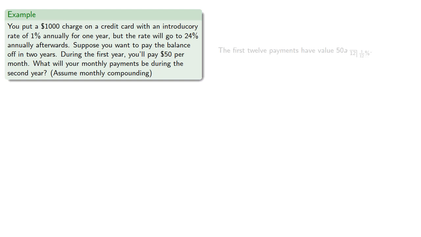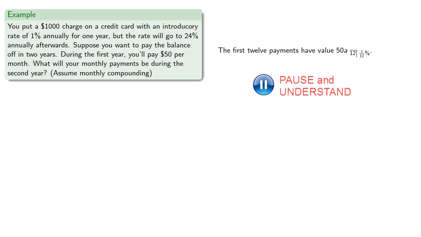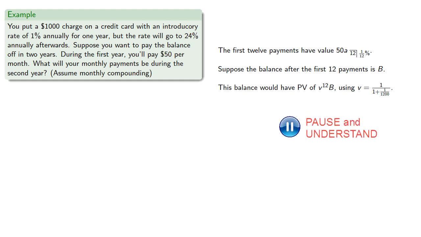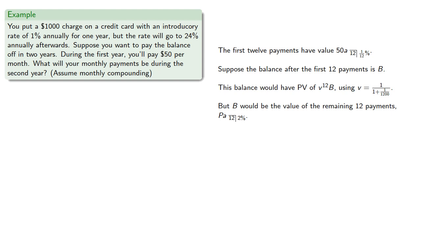So the first 12 payments will have value of 50 a angle 12 at 1/12%. Suppose the balance after the first 12 payments is B. This balance would have a present value of v to the 12th B, using our usual v equals the reciprocal of 1 plus the interest rate. But B should be the value of the remaining 12 payments, P a angle 12 at 2%. So the $1,000 we receive now should be the same present value as those 12 payments at 50 plus the remaining payments, which are discounted for the 12 months.